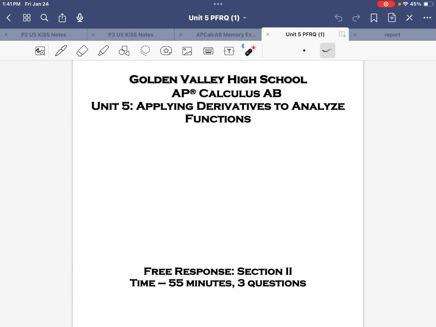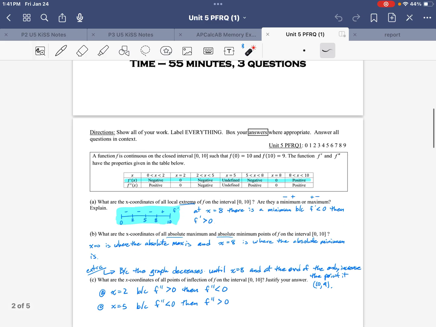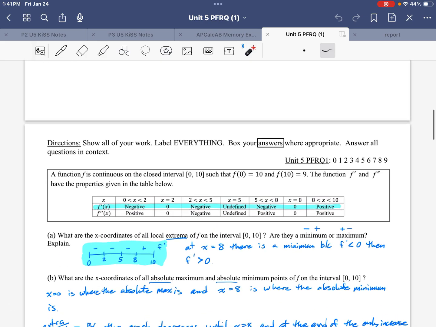Unit 5, practice FRQs. It doesn't really take you 55 minutes to do these. You should plan generally for about 15 minutes for each of these, and that's like max. Really, you should be able to get these done in 8, about half that time. All right, so let's get started here.